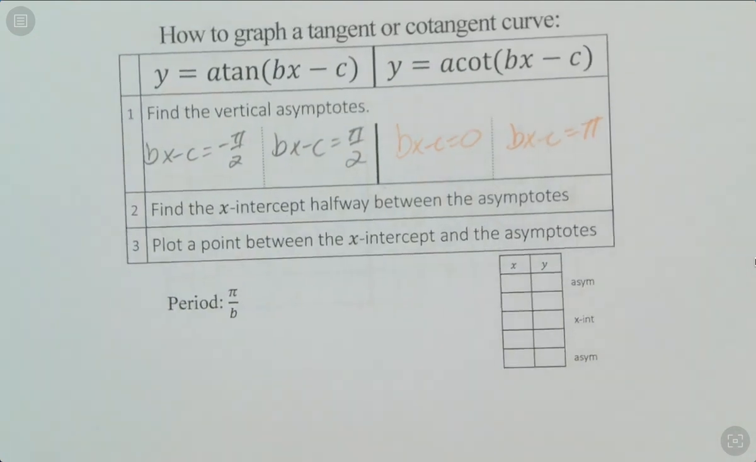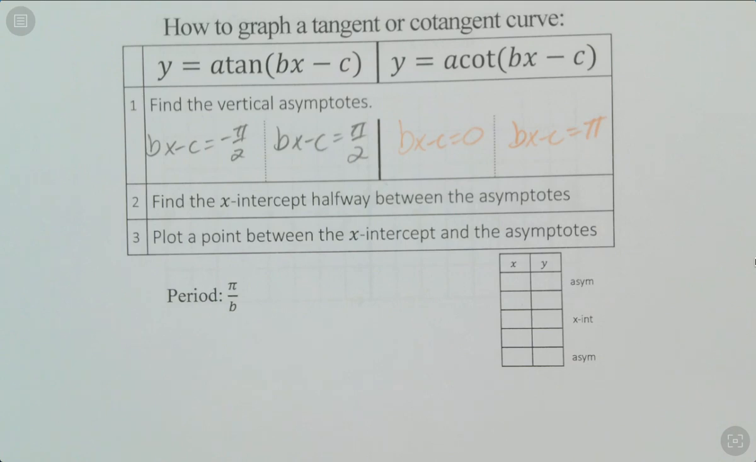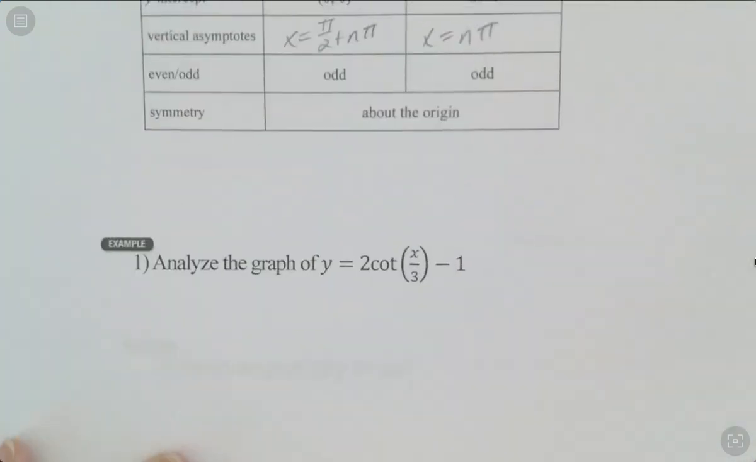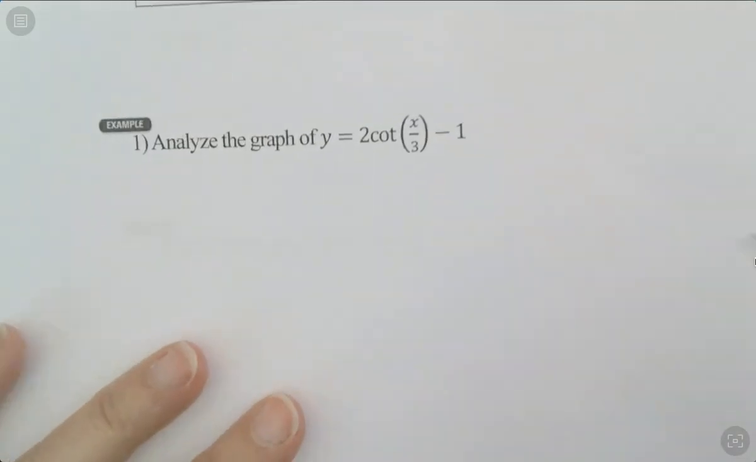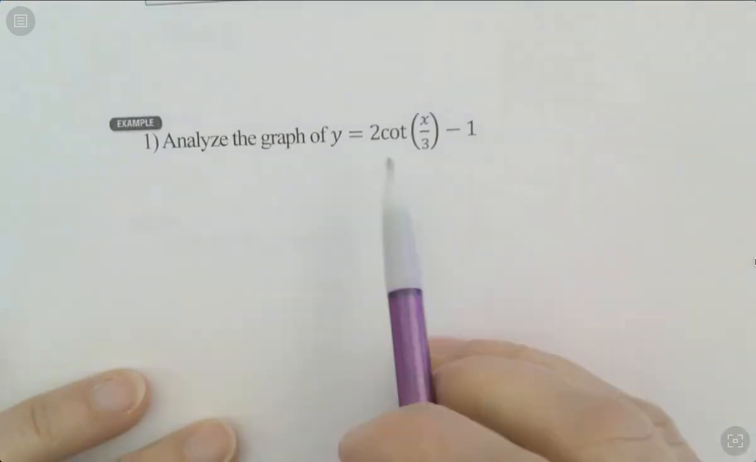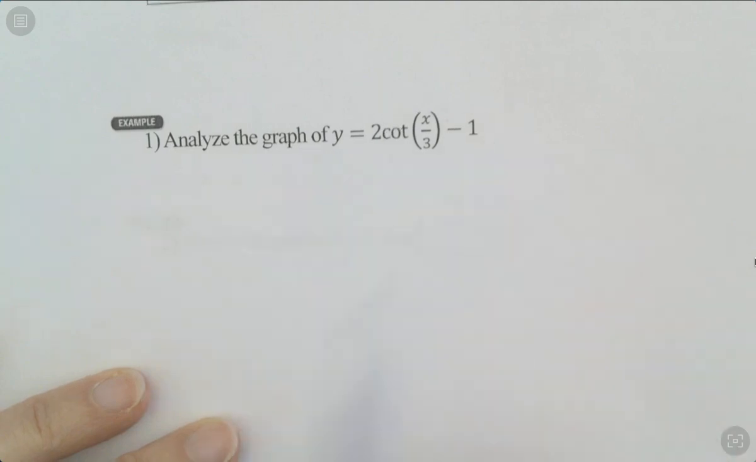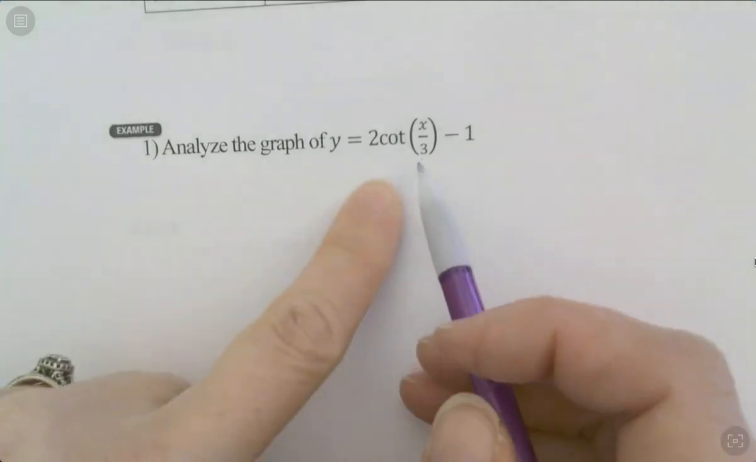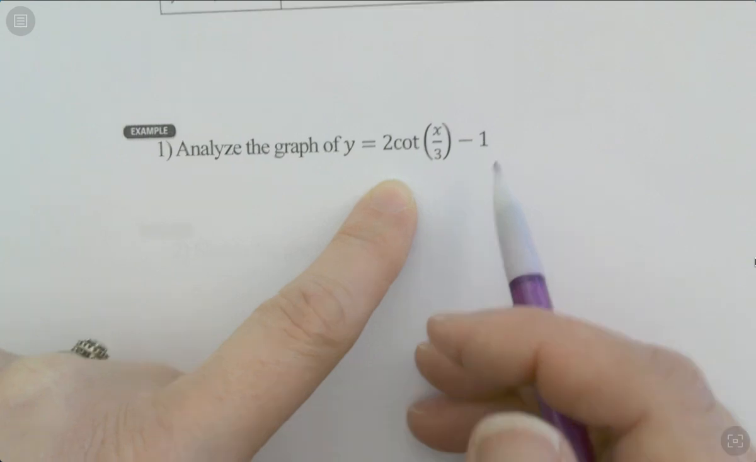So let's go back to that example where we're going to do a little bit of analysis. We're not actually going to graph it, we're just going to do a bit of analysis. So first of all, let's talk about the numbers that we see, the 2 and the negative 1. Do you have this one? Oh, I forgot to put this in your notes. Sorry about that. You can maybe fit it in, we're not going to write that much.